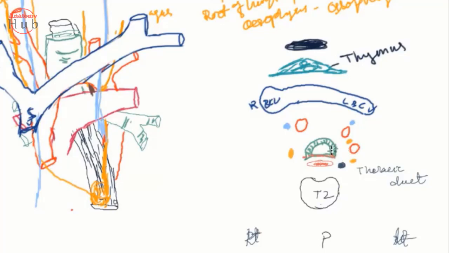Then here you'll find the trachea. Behind the arterial system we'll find the trachea, and behind the trachea we'll find the esophagus, and behind the esophagus you'll find the, okay, I have drawn a wrong thing over here.